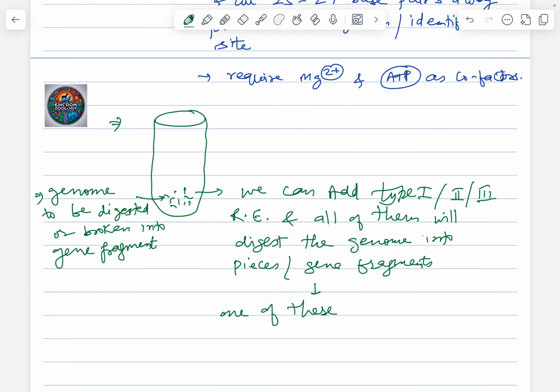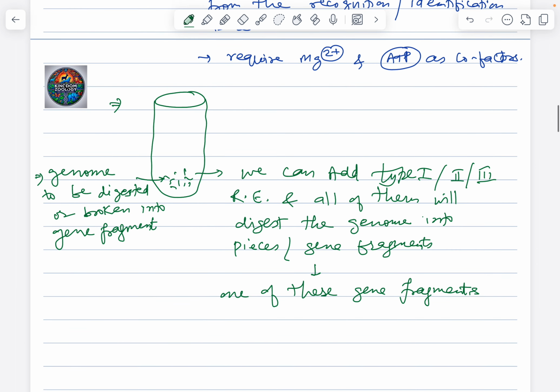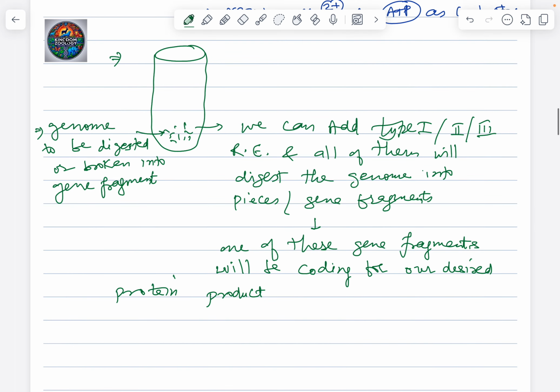And one of these gene fragments that you have got over here by the digestion of the genome will be capable of coding for our desired protein product, which we want to produce in mass scale. And that's why we are doing all these efforts. One of these fragments will be coding for our desired protein product. So that is okay. In the first attempt, there's no problem. You can use any enzyme, cut the genome, produce fragments, and one of those fragments will be coding for your desired protein product. The problem arises when you want to repeat.